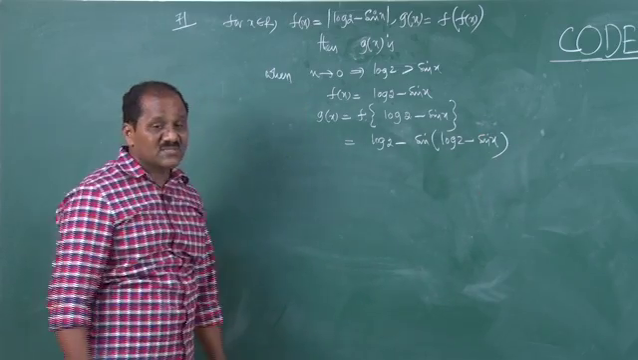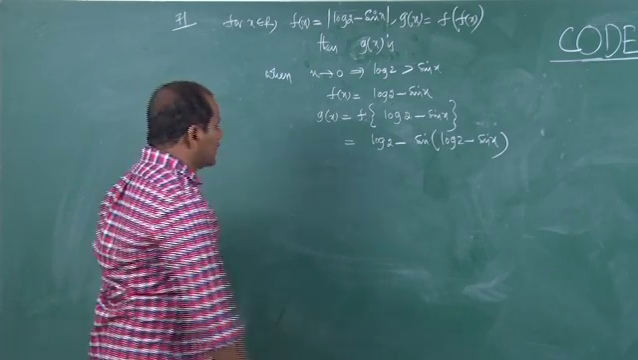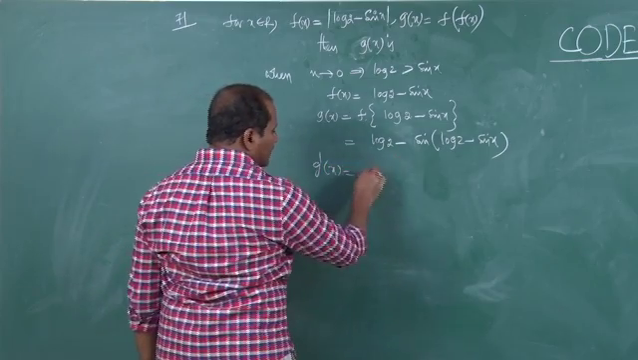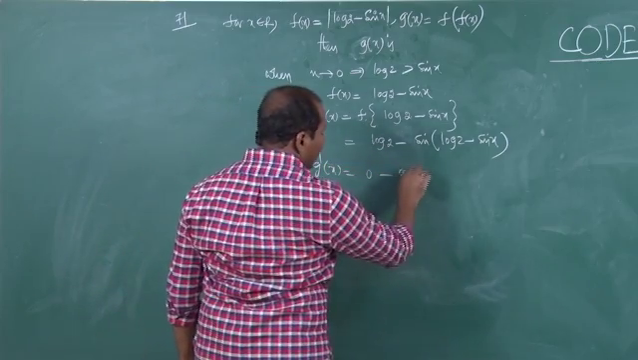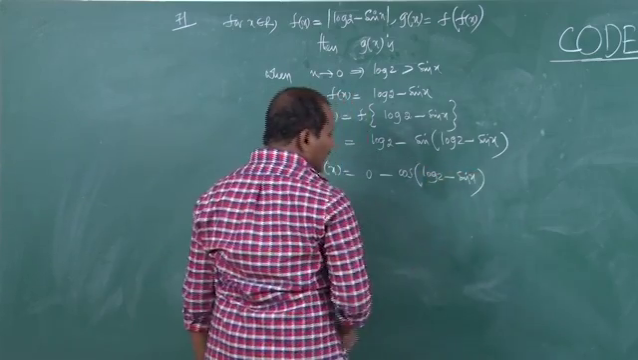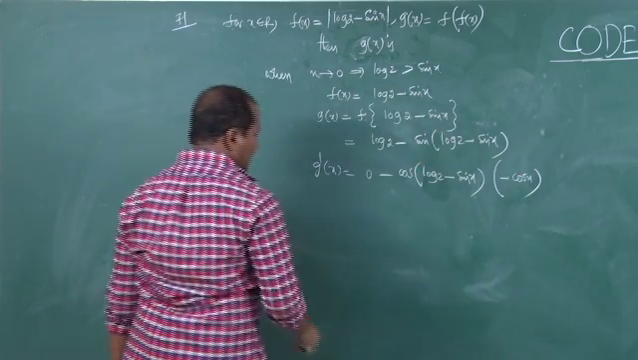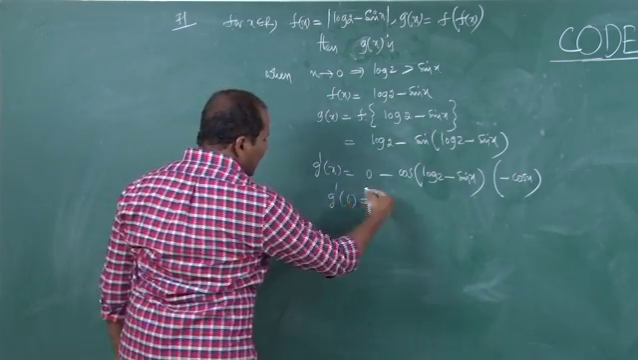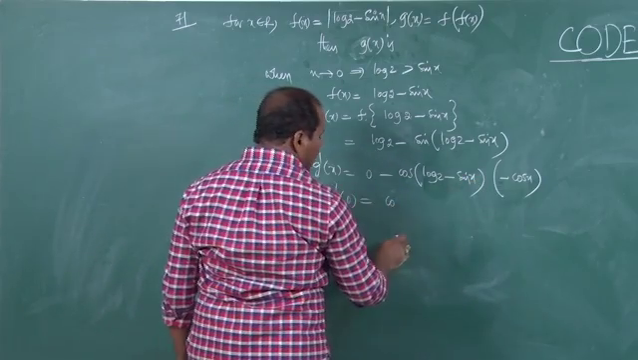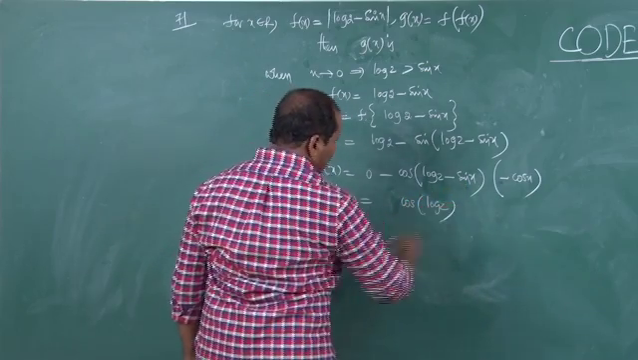But the question is whether g of x is differentiable at x equal to 0 or not. If it is differentiable, what is its value? So, g dash x is equal to: log 2 is constant, derivative 0, minus sin derivative cos of log 2 minus sin x, into inner derivative: log 2 derivative 0, minus sin x derivative minus cos x. The question is asking about g dash of 0, then minus into minus plus cos x, cos 0 is 1, and sin 0 is 0, so cos of log 2 is the answer.